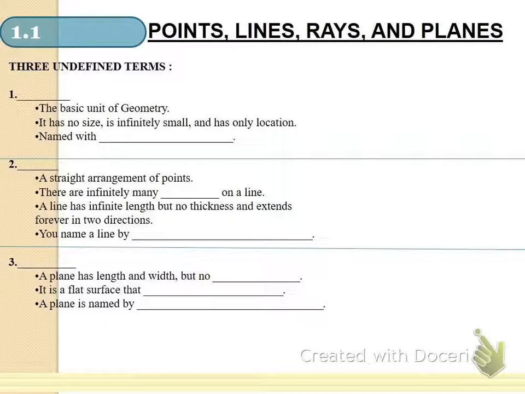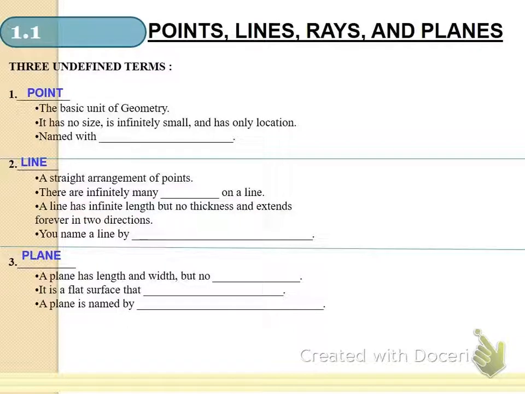So when we start a new language, which is basically what geometry is, new languages always start with undefined terms. There are things that are there that we will use, that we know we can use, but we just have a hard time defining them. So we can describe them, just not necessarily define them. And those three undefined terms are points, line, and plane. Right?